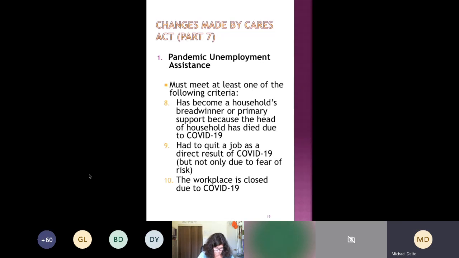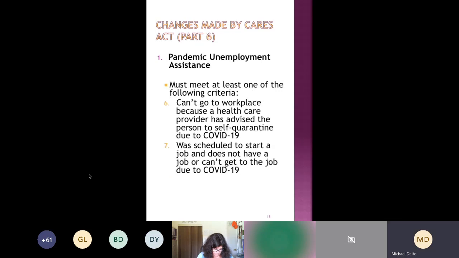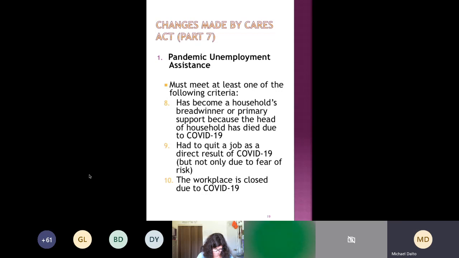Now, if they couldn't get to the job even though it was off campus because the campus closed, they no longer had housing and they had to move back home and therefore could not go to the workplace. Although that doesn't exactly fit any of the 10 criteria precisely, I think that I would go ahead and apply anyway.